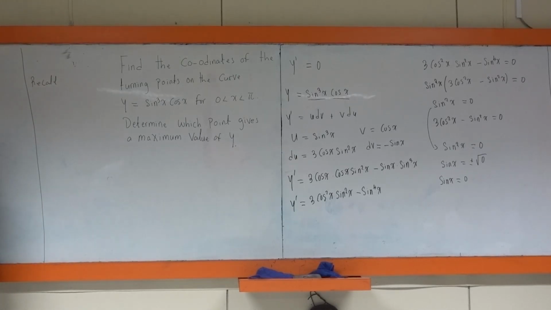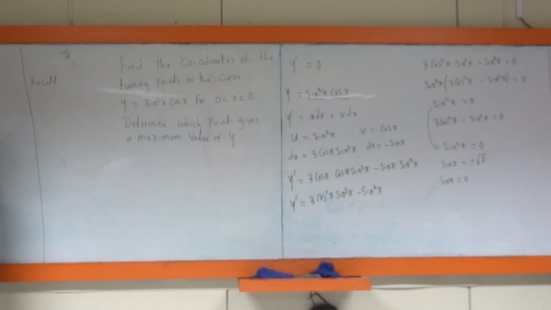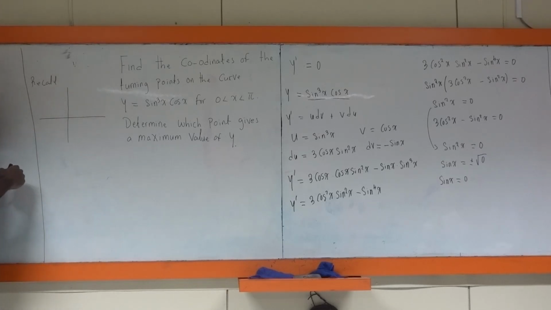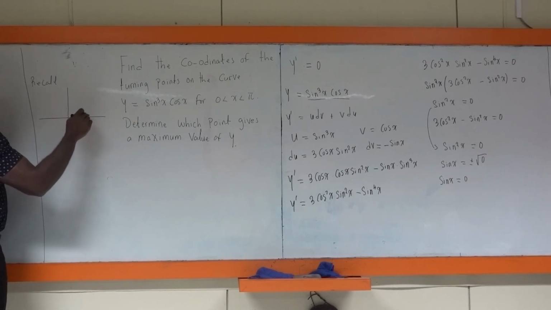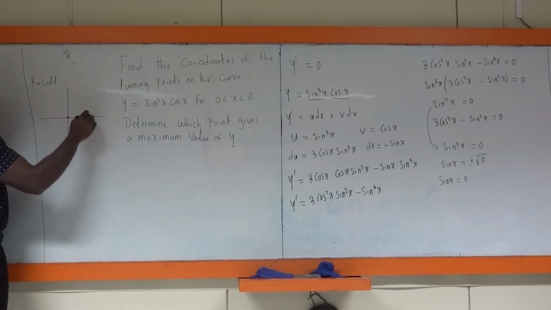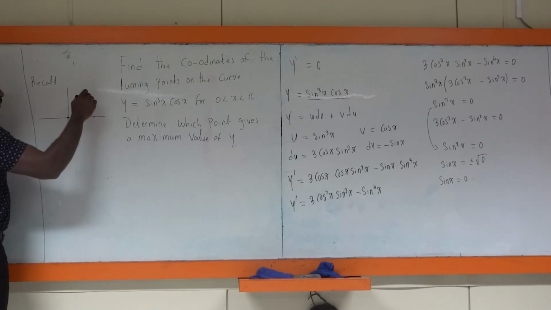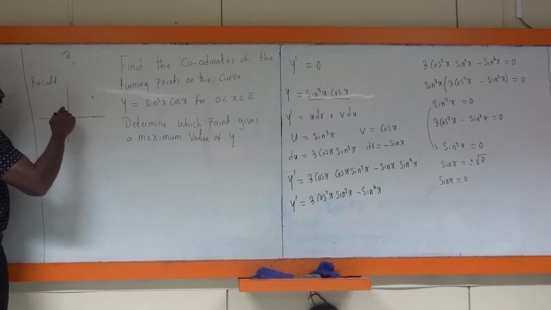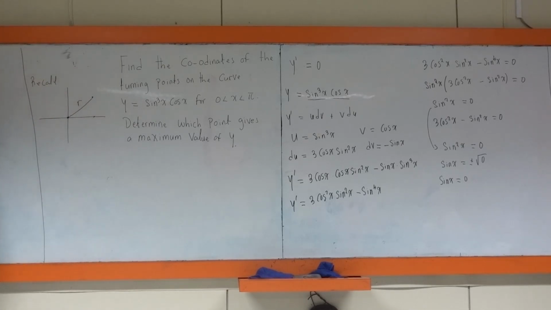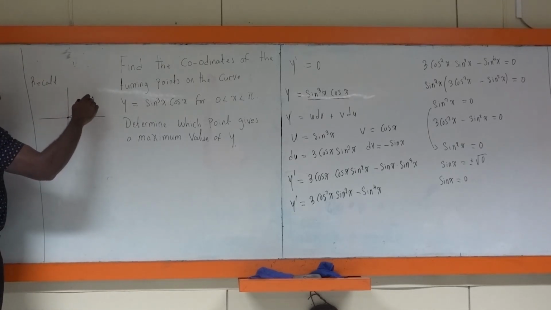Recall trig ratios for special angles, that is 0 degrees, 90 degrees, 360 degrees. So we had this, and then we said if we let a particle rotate, this is the axis of rotation. So we let a particle rotate from this point of origin to this point right here, about the center. And then we have a line which is called the radius. And we let this form an angle of 90 degrees.